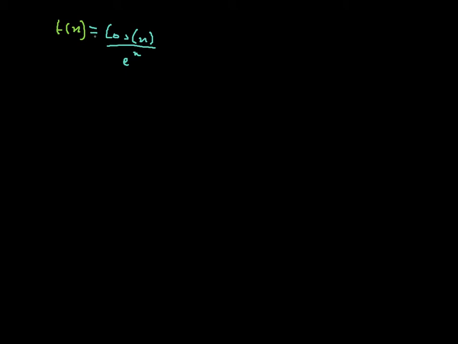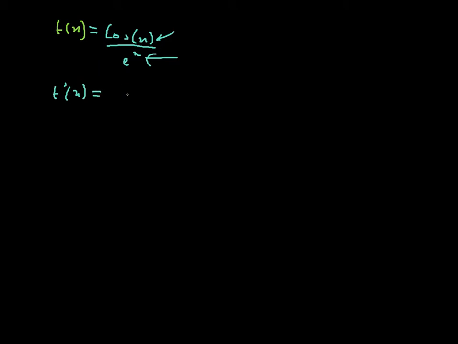What can we do? You have to find the t prime of x, which is the derivative of the main function. You know how to derive cos x, you know how to derive e raised to x, sorry. So how can we do it? Here comes the quotient rule.